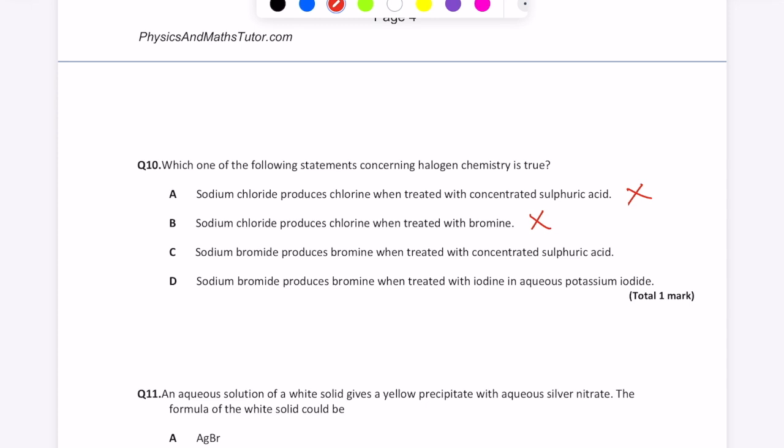Sodium bromide produces bromine when treated with concentrated sulfuric acid. That's true. That was in the sodium bromide set of equations that I've just written about. Sodium bromide produces bromine when treated with iodine and aqueous potassium iodide. Again, that's false for the same reason that this one was false. So the answer here is C.